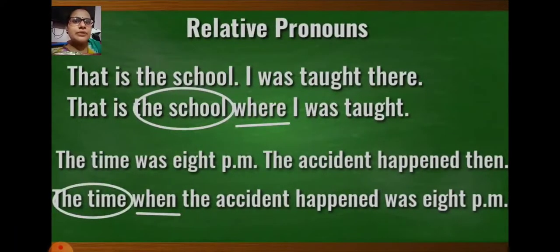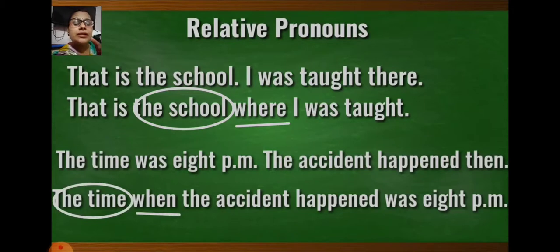And relative pronouns, you have already heard about relative pronouns, where the sentences are joined with the W kind of words: where, what, when, who. These are our relative pronouns. If you see an example, it will be more clear to you. That is the school, I was taught there. So what comes to your mind automatically? Where. So that is the school where I was taught. So this where is connecting about the school. The time was 8 p.m. The accident happened then. So the time when the accident.